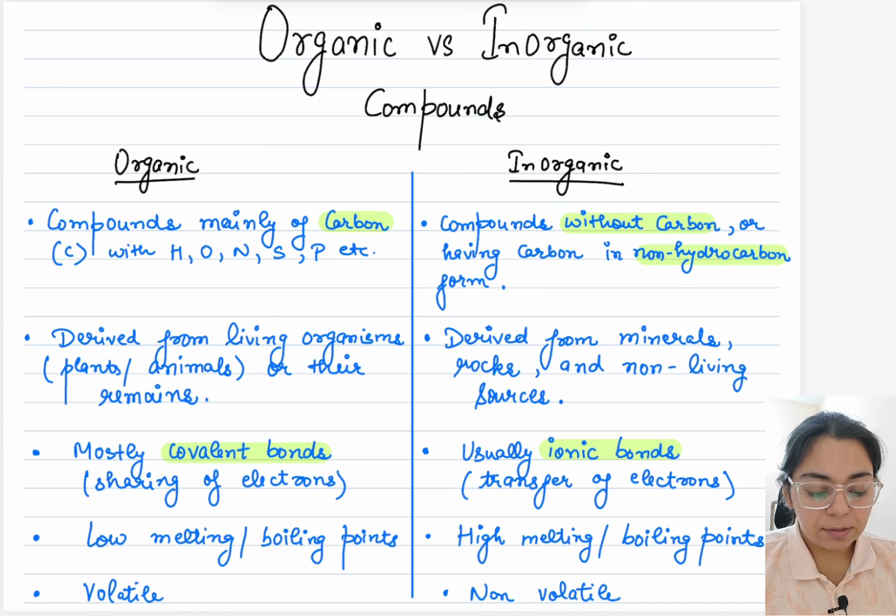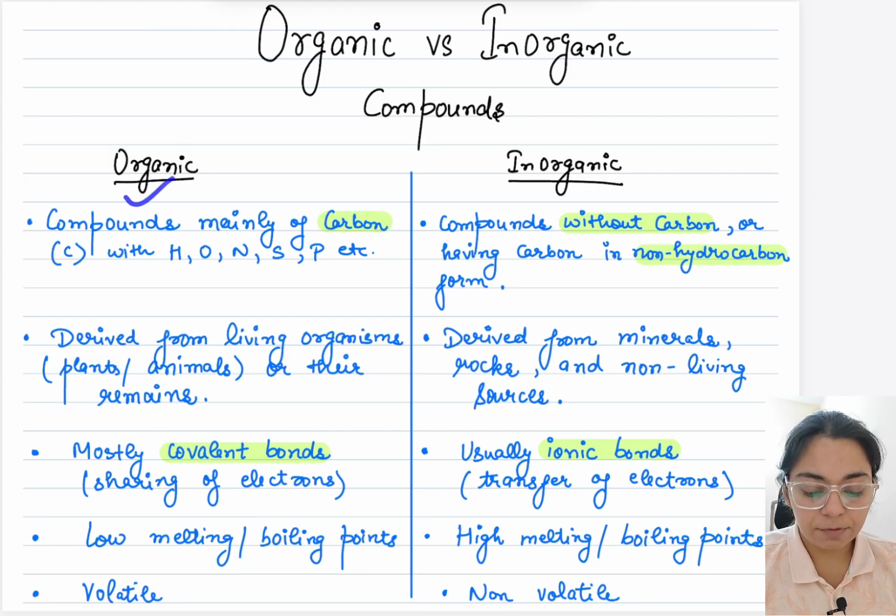First point of difference is having carbon. Organics will have carbon and will form covalent bonds with any of these, while inorganics will be without carbon. Even if they have carbon, they will not be forming covalent bonds with hydrogen or other elements. The exceptions I told you. Then organic ones will be derived from living organisms like plants, animals, or their remains. May or may not be, most probably they will be. Inorganics will be derived from minerals, rocks, and non-living sources.